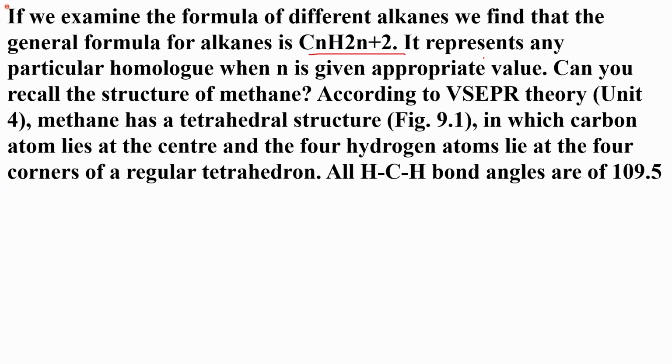And can you recall the structure of methane according to the VSEPR theory, unit 4? Methane has a tetrahedral structure in which the carbon atom lies at the center, and the hydrogen atoms lie at the four corners of the regular tetrahedron, and the bond angle is 109.5. Say you have this molecule, the methane molecule, and the ethane molecule. The H-C-H bond angle will be how much?